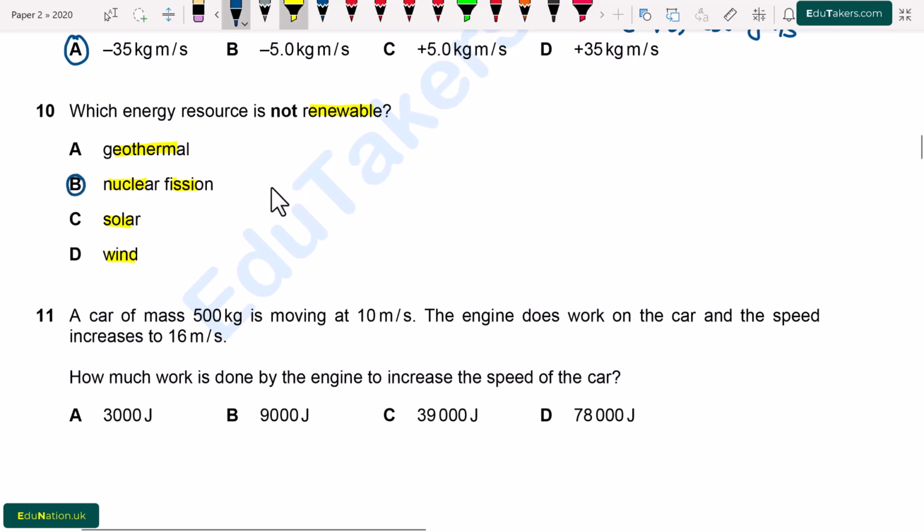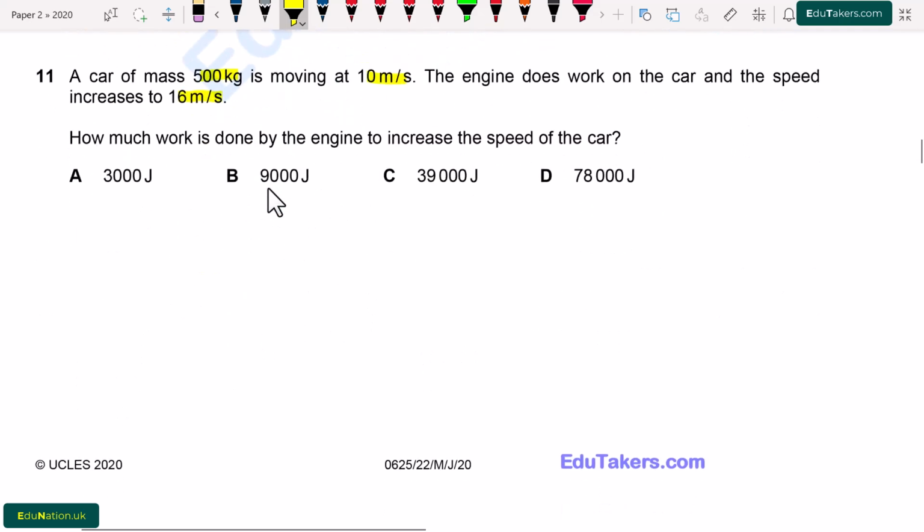Question number 11. A car of mass 500 kg is moving at 10 meter per second. The engine does work on the car and the speed of the car increases to 16 meter per second. How much work is done by the engine to increase the speed of the car? So here we have to find out the work done. We are given the mass and change in speed of the body.